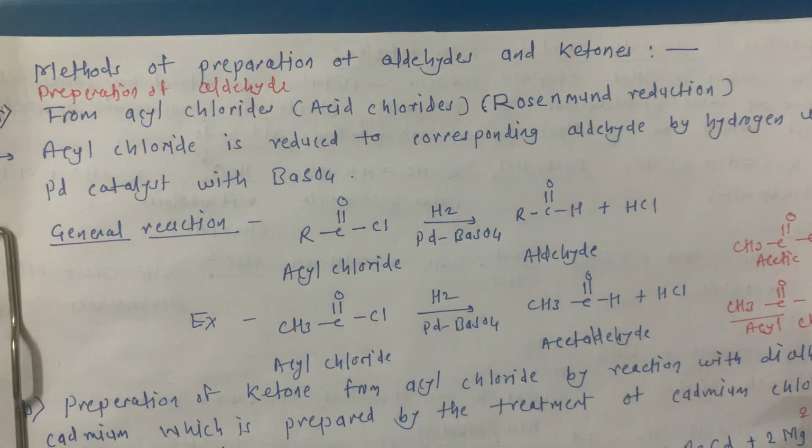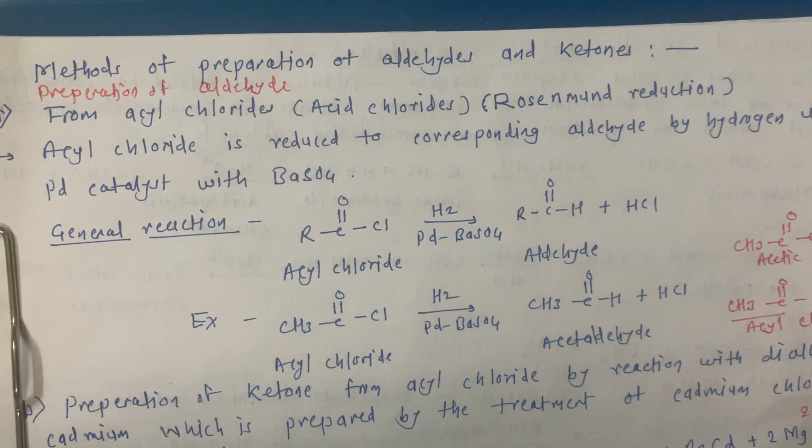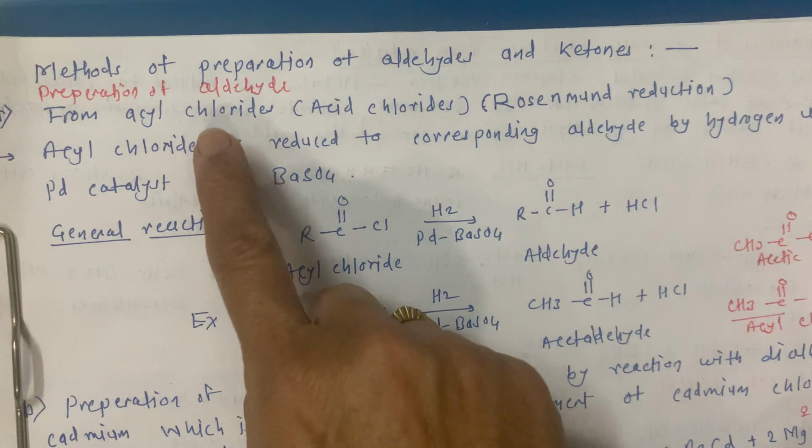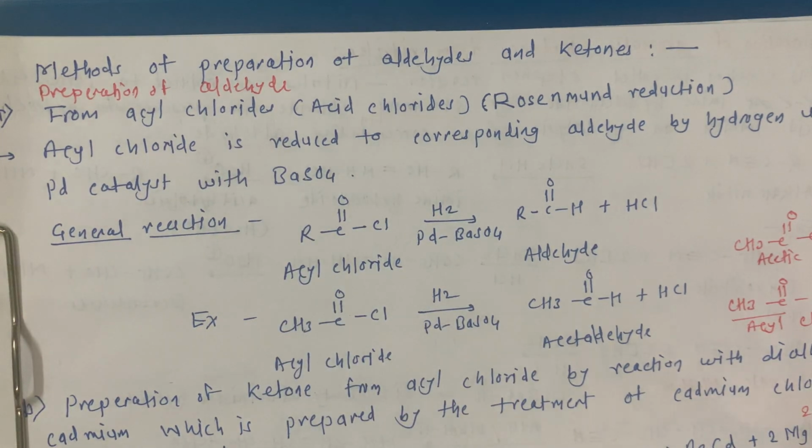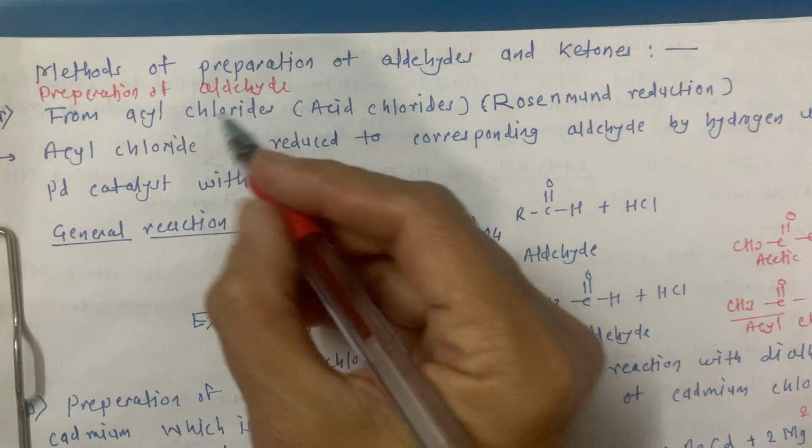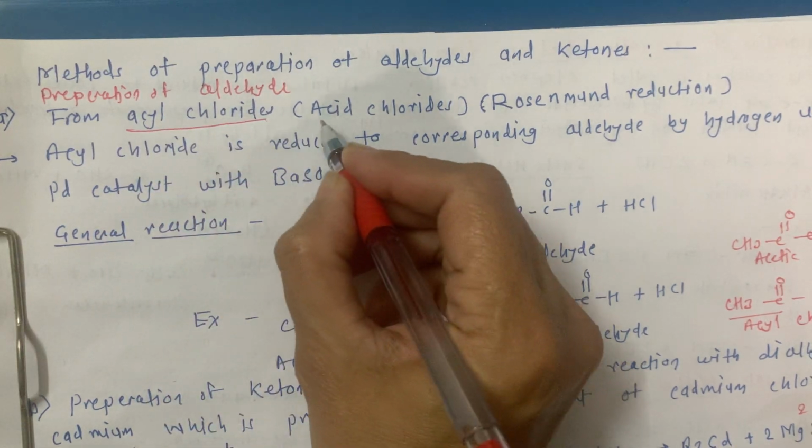Hello students. Now in this lecture we are going to see the methods of preparation of aldehydes and ketones, and after that methods of preparation of carboxylic acids. First we will see the preparation of aldehyde. The first preparation in our textbook is given from acid chloride. This is acid chloride.